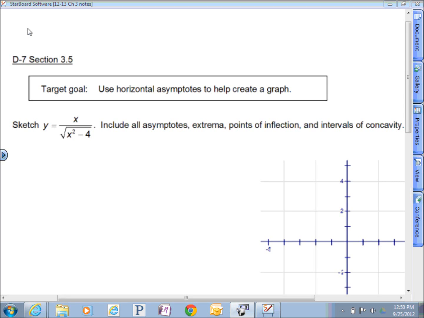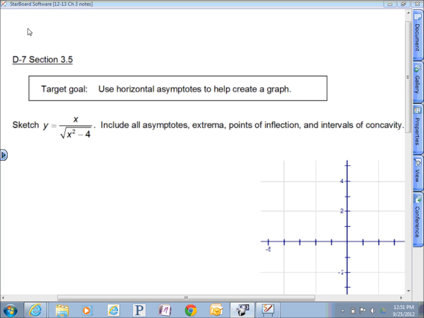We move on to section 3.5. Now you'll recall when we were in chapter 1, we actually did some work in section 3.5 where we worked on some limits and finding horizontal asymptotes. And what we want to do here is incorporate the idea of using horizontal asymptotes in order to help me create a graph.